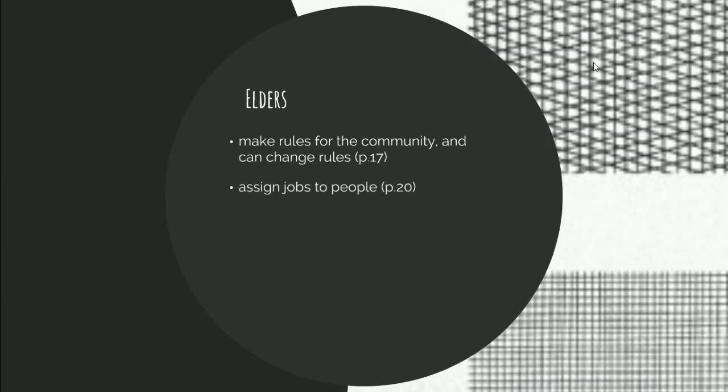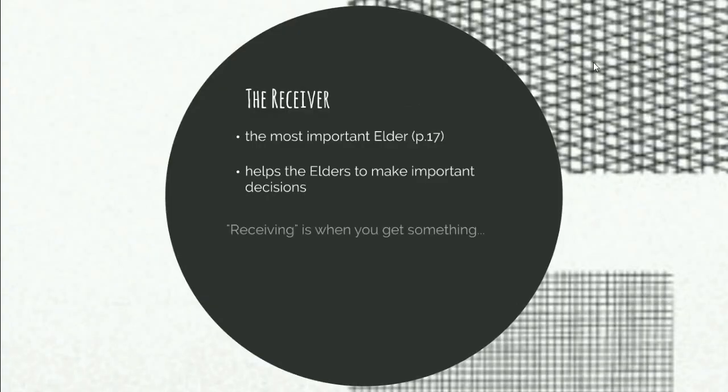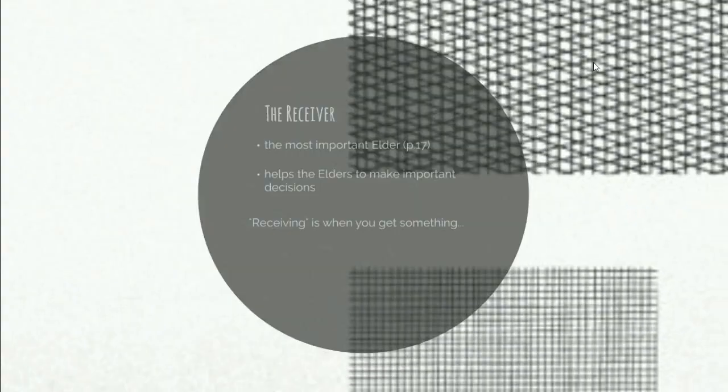The elders are adults that make rules for the community. They can change the rules as well. They assign jobs to the people of the community. The receiver is the most important elder. The receiver uses wisdom to help the elders make important decisions about the community. Remember that receiving is when you get something. So the receiver's main job is to get something.